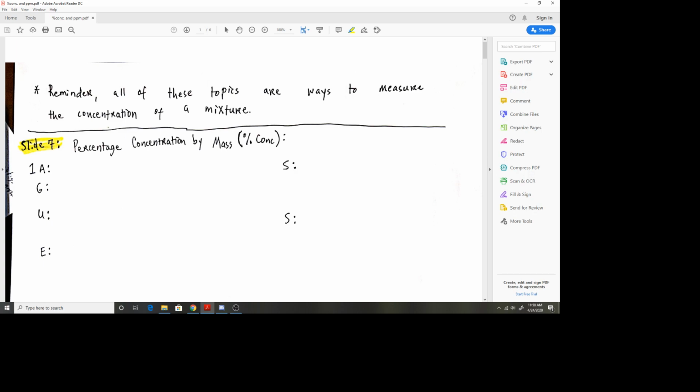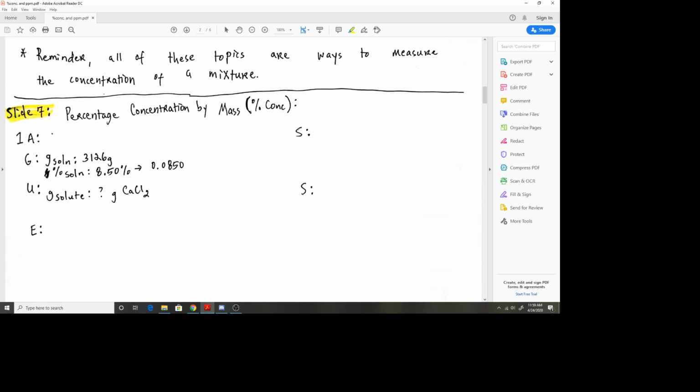So we're going to start off with slide 7, example problem here for doing percent concentration by mass, pretty similar to percent by mass that we did way back when with atoms inside of chemical compounds. So if you can get your mind in that mindset, we'll be good to go. Go ahead and read through the problem on slide 7 and set up your GUESS method. You'll see here that I have my GUESS written out, so that'll definitely be helpful for you. So pause the video if you need to.